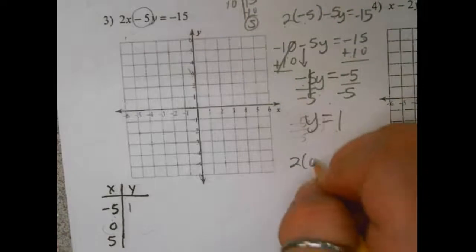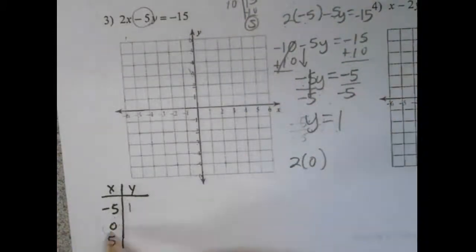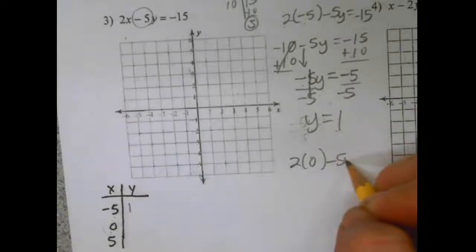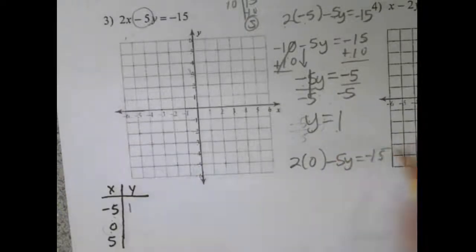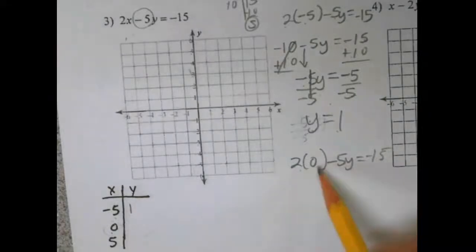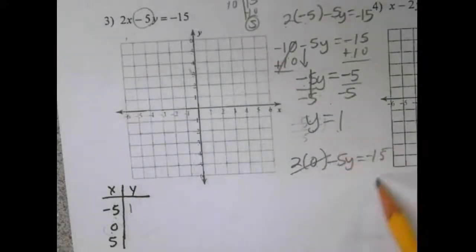Okay, I'm just going to substitute my next part of the problem. So minus 5y equals negative 15. And this one's super easy. Do you know why? What is 2 times 0? So I can just cross that out and continue with my equation, right?